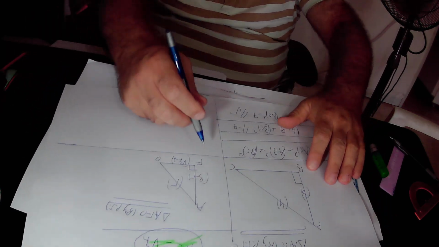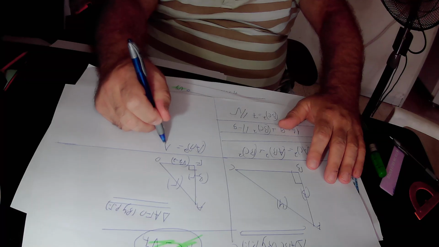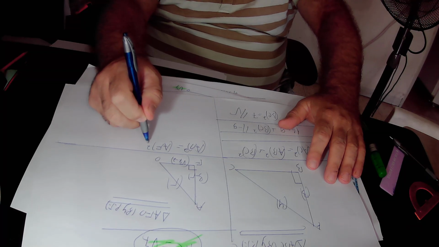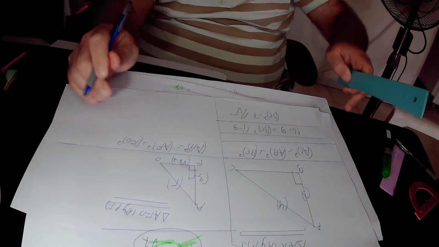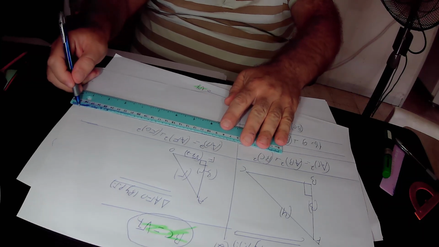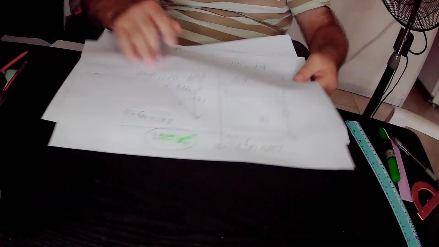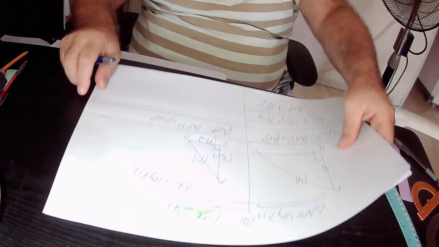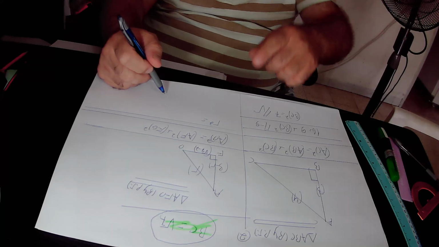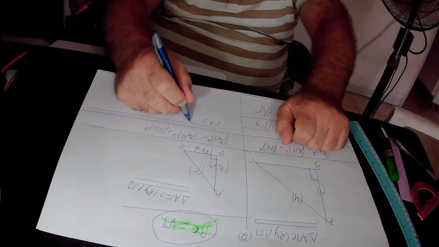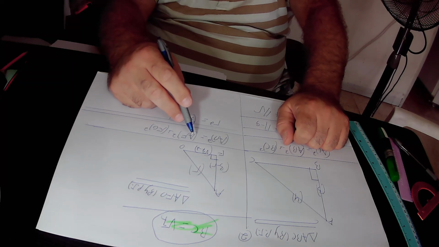AO squared, that is the square of the hypotenuse, equals AF squared plus FO squared. AO equals R, therefore AO squared is equal to R squared, and it is equal to AF squared. AF equals 3 minus R, therefore AF squared equals (3 minus R) squared plus FO squared.